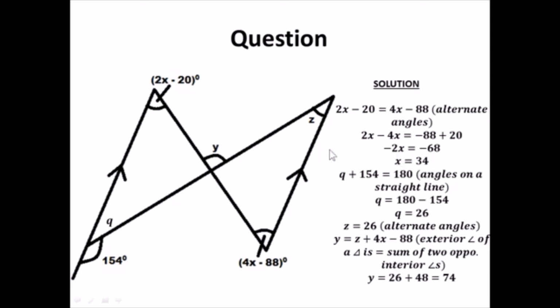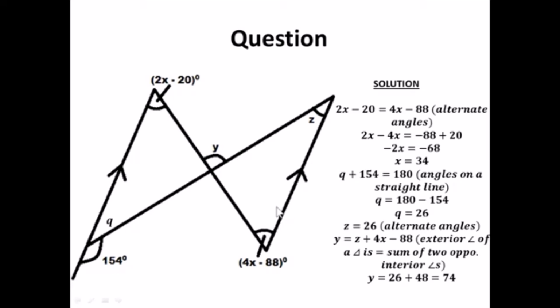It means our s is 34. Then if you can put that x here and simplify the total angle here, you will get the angle that is here. So you have 2 times 34, that will give us 68. Then 68 minus 20, that will give us 48. That means this angle here is 48 degrees. Also, this angle here is also 48 degrees.